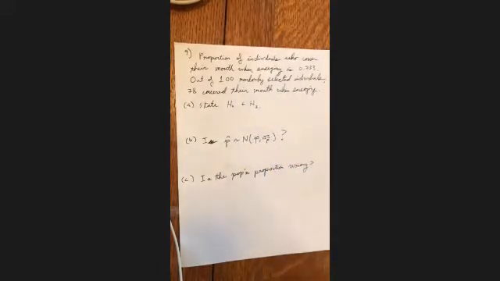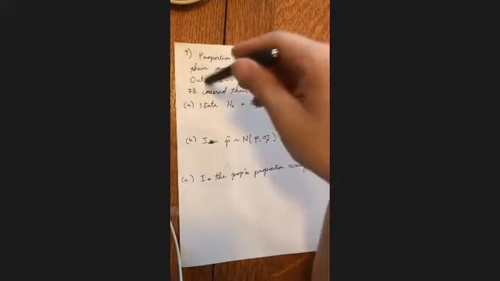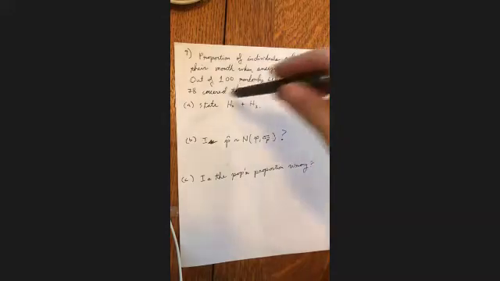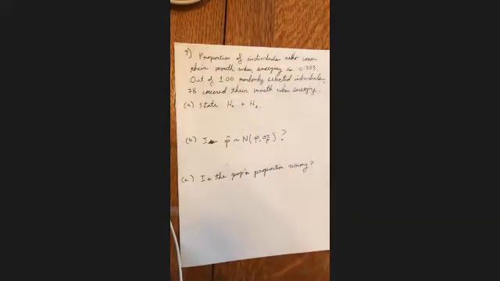I'm looking at problems from the back of chapter 10 in the chapter 10 review section. There's a review exercises, and I'm just going to do a couple of these exercises. The first one is number 9. So in number 9, we're told that the proportion of individuals who cover their mouth when sneezing is 0.733. Then we're told that out of 100 randomly selected individuals, 78 covered their mouth when sneezing.